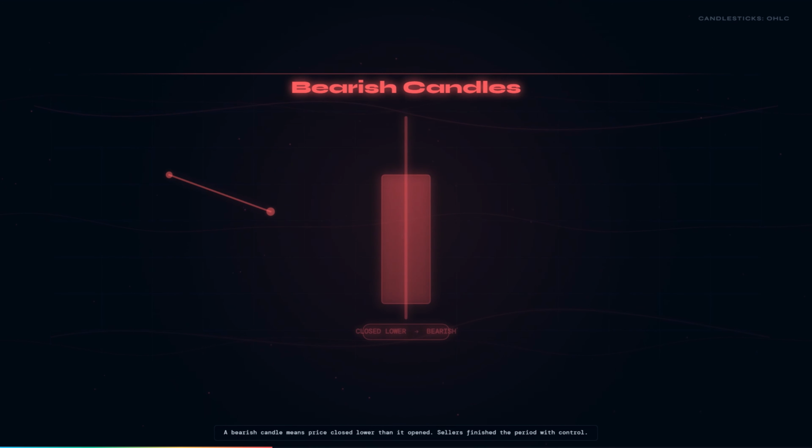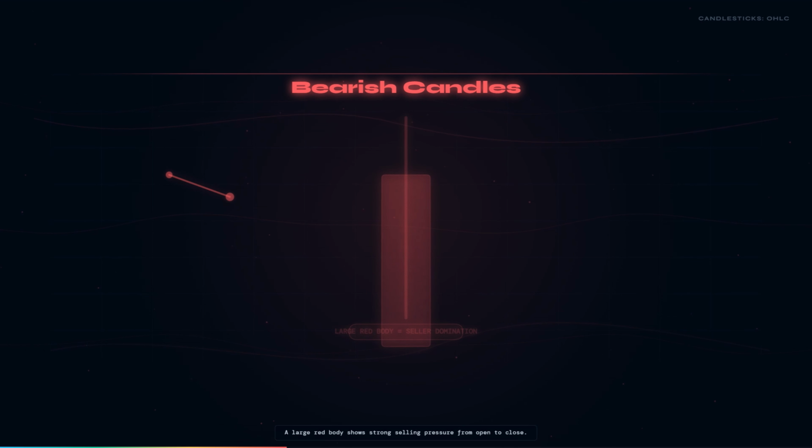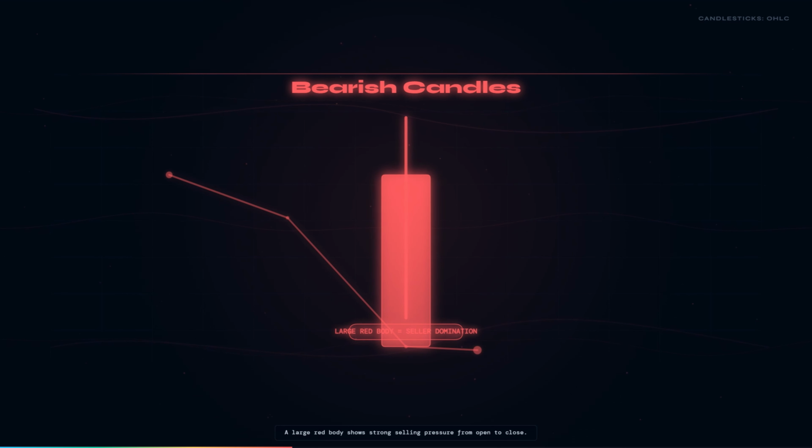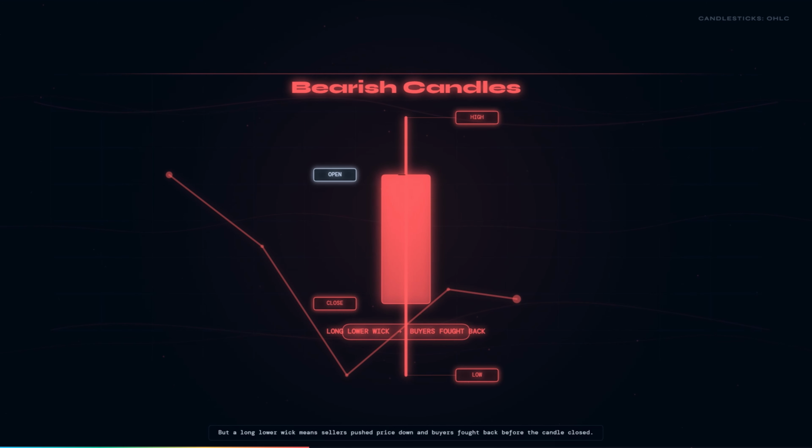A bearish candle means price closed lower than it opened. Sellers finished the period with control. A large red body shows strong selling pressure from open to close. But a long lower wick means sellers pushed price down and buyers fought back before the candle closed.